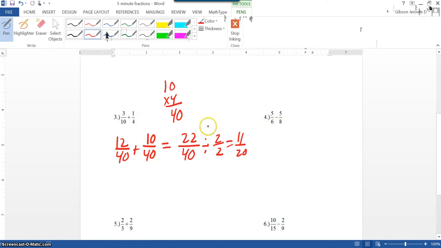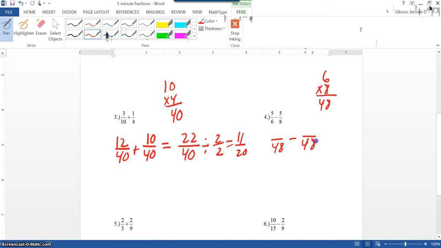Just like with addition, for subtraction you have to have the same denominator. So what we would do is this here. We would take 6 times 8. We'll multiply our denominators. That would give us 48. So our common denominator would be 48.